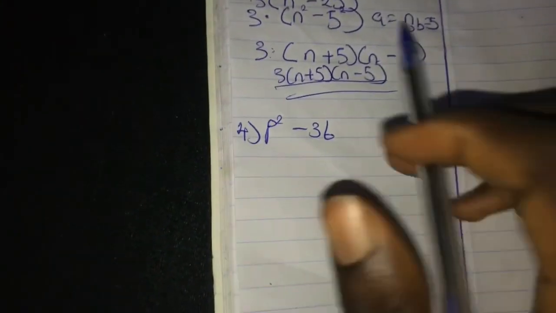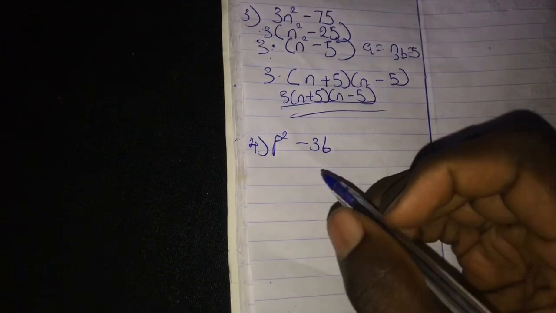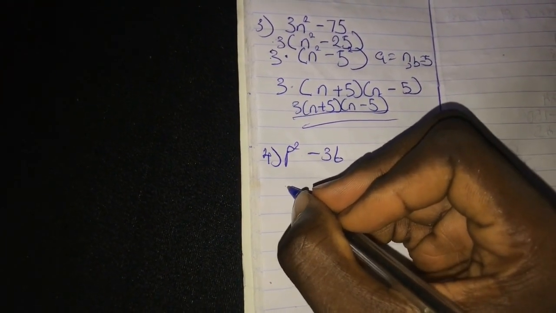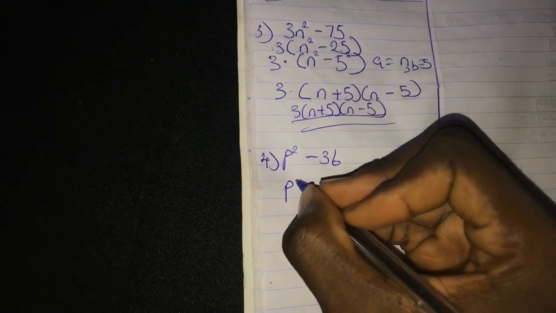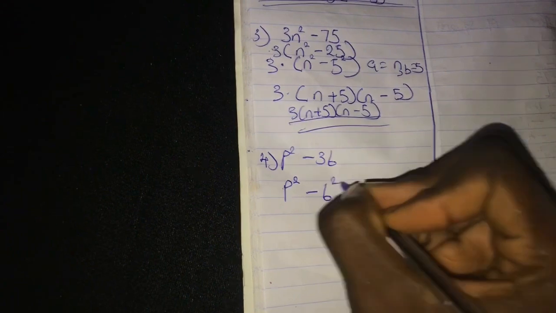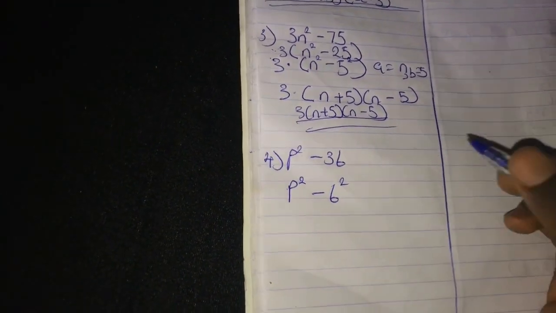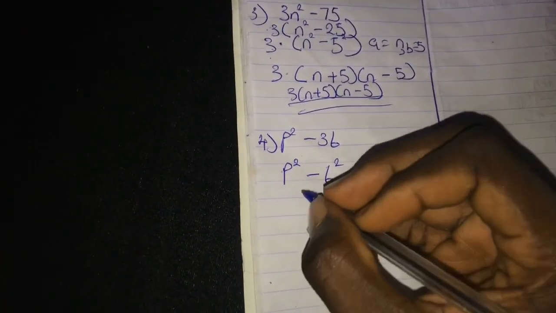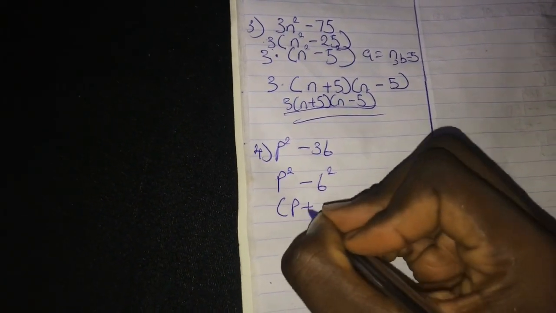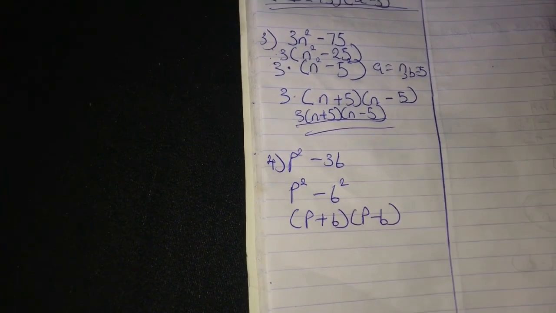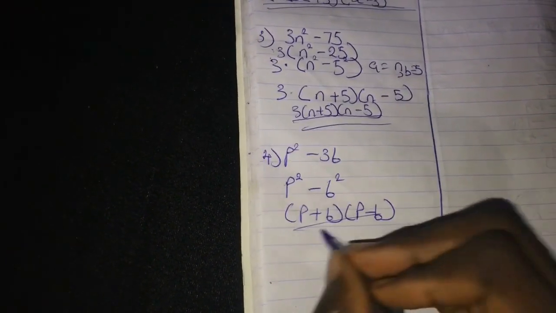Our next question. You are free to press pause and give it a try before I solve it. So okay, alright, you are back. Then our answer here is what? p square minus 6 square. So I don't have to keep on breaking it down like this again. You already know what to do. So our answer will be p plus 6 and p minus 6. That's our answer. As easy as that.